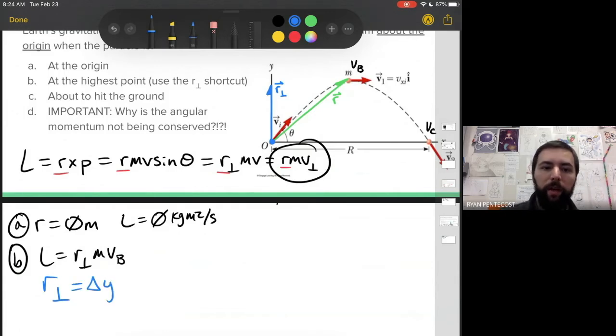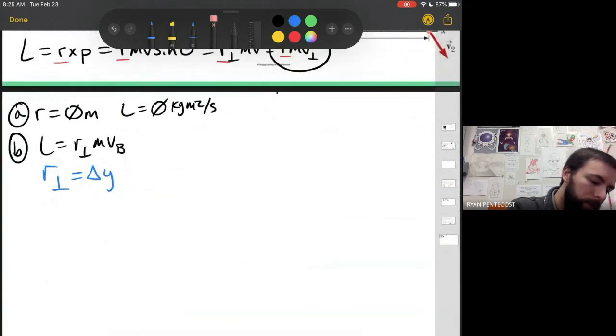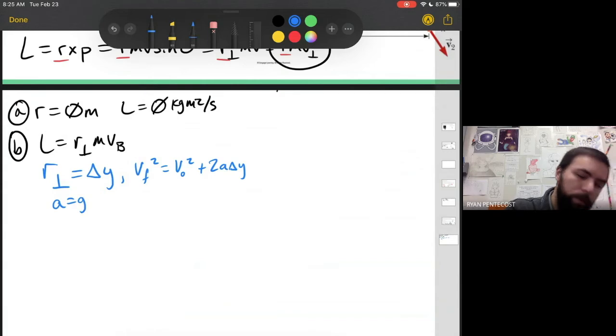We can use kinematics to find delta Y. Delta Y here, let's see. I should probably go ahead and solve that for you, shouldn't I? I am going to use the kinematic equation VF squared equals V naught squared plus 2A delta Y. Here we can also make the assumption that A equals G. So if we want delta Y, I am going to change these so that we are consistent. This is VA and VB.